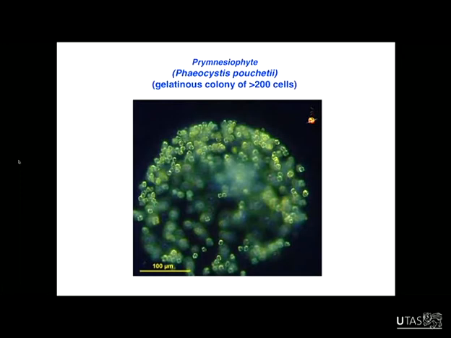Here's another example of another photosynthetic organism. This is a prymnesiophyte called Phaeocystis. These are really common in polar waters as well, so you often get quite big blooms of this organism in places like the Ross Sea. And this is a colony of about 200 of these cells, stuck together in a gelatinous mass.